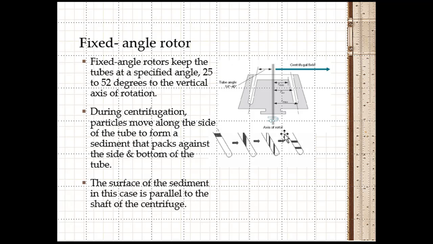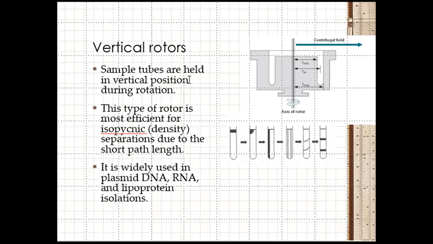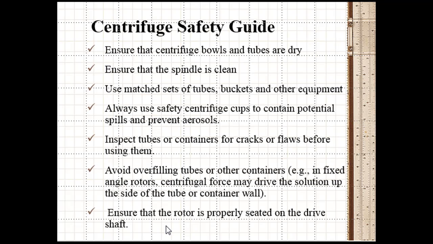Here we can see that rotors and sample tubes are held in a vertical position during the rotation. This type of rotor is more efficient for isopycnic separation due to short path length. It is widely used in plasmid, DNA, RNA, and lipoprotein isolation.